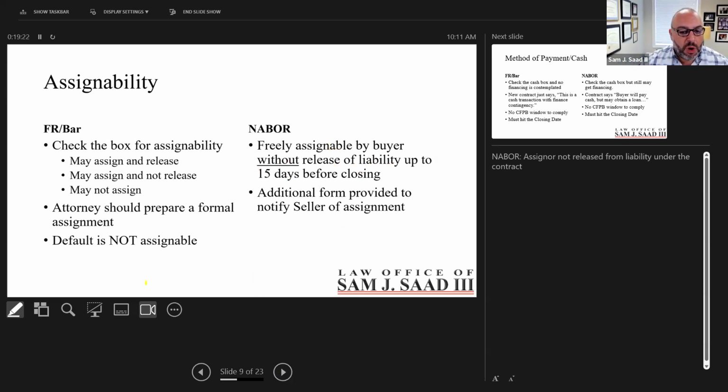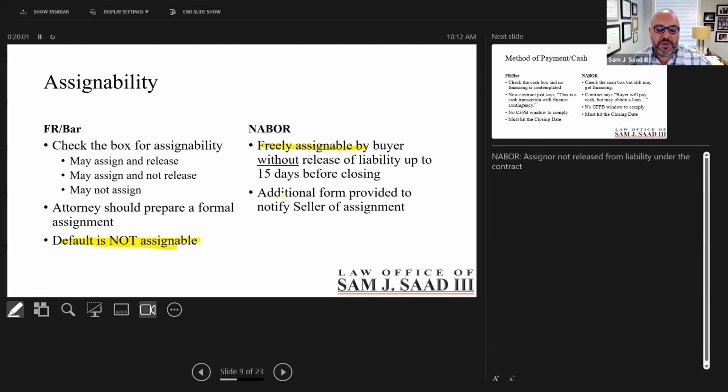I think this is very important because a lot of people like to use the FRBAR contract for fix and flips, or assignment contracts, or A to B, B to C contracts, they're called. Under FRBAR, you have to check the correct box for assignability, because the default under FRBAR is that a contract is not assignable. Whereas under NABOR, they are freely assignable up to 15 days before closing. So if you want to assign your contract, or transfer the property into a trust or an LLC for your buyer, you've got to follow the assignment deadlines.